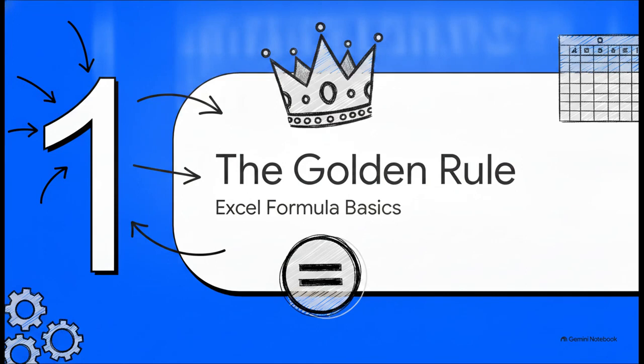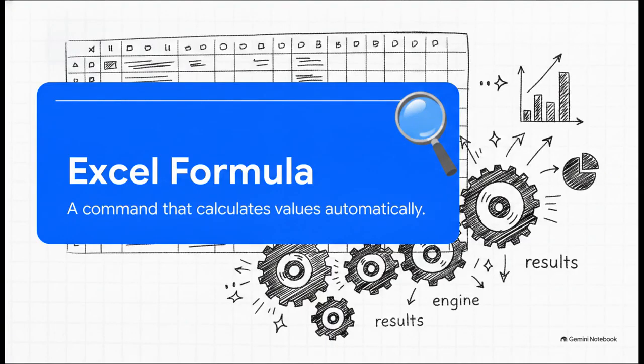All right, part one, the golden rule. Before we even start typing, we need to define what we're actually doing here. An Excel formula is basically just a command that calculates values automatically. You can kind of think of a formula as this invisible engine running quietly behind your spreadsheet. You won't always see the engine itself when you're looking at your finished document, but you will definitely see its incredible power and the results it generates.